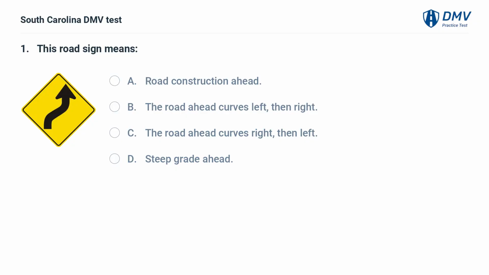This road sign means A. Road construction ahead. B. The road ahead curves left, then right. C. The road ahead curves right, then left. D. Steep grade ahead.